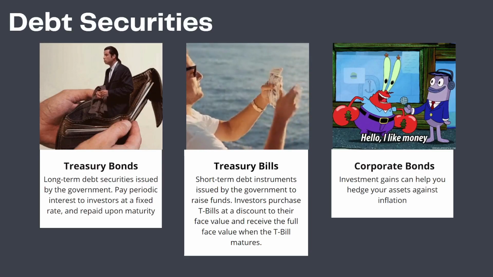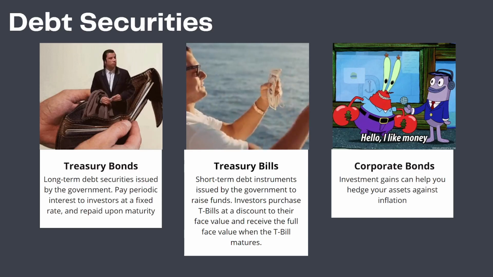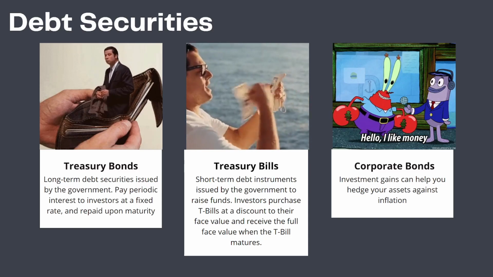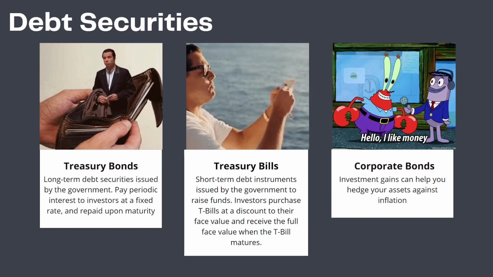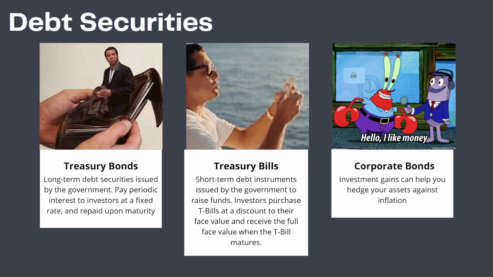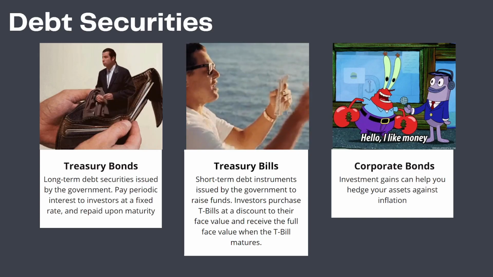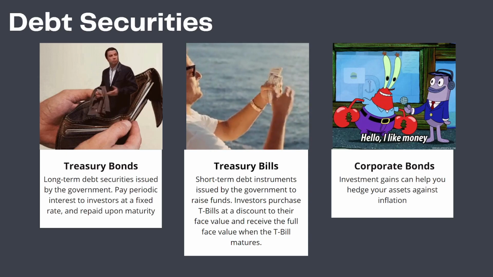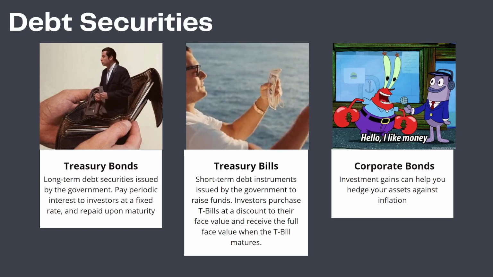So here are the types of debt securities under bonds. First, we have treasury bonds. These are long-term debt securities issued by the government. They pay periodic interest to investors at a fixed rate and are repaid upon maturity.